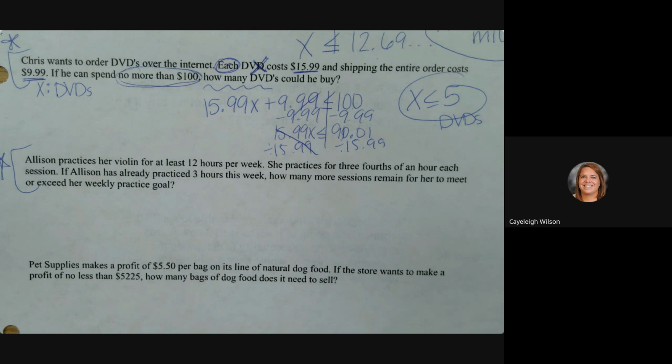It should be per week or session. Sessions. So it says how many more sessions? So it's always the question word? Always the question mark.